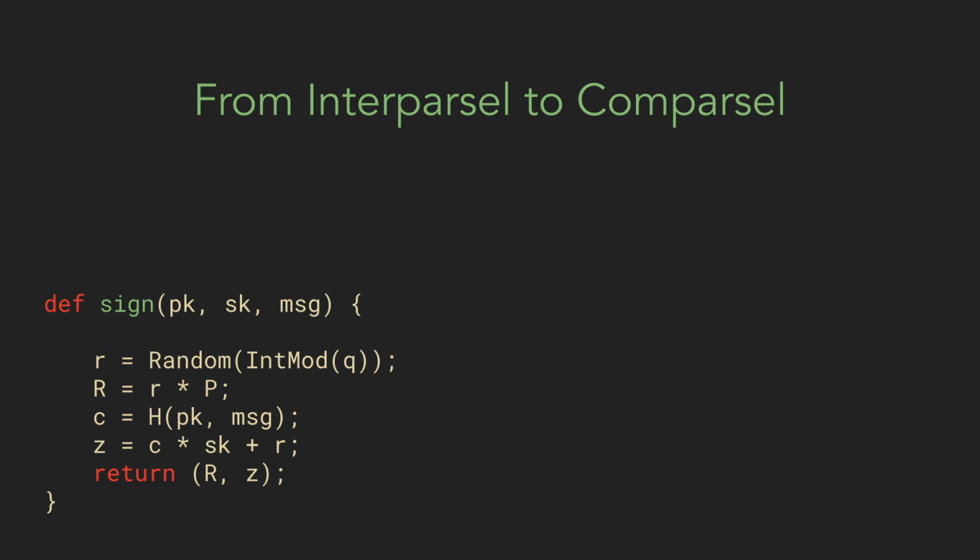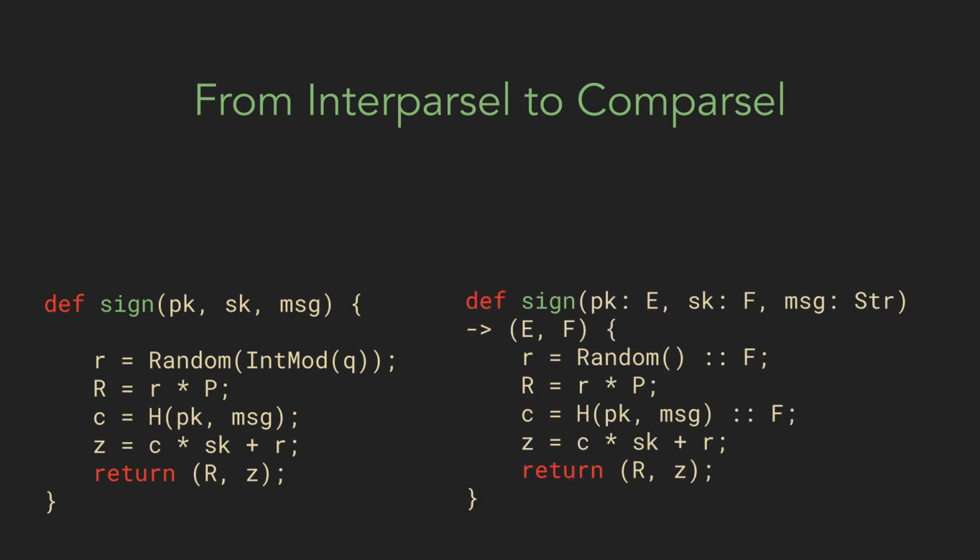On the left is the sign function we just wrote in interparsel. The main difference between this interparsel script and a comparsel program is that in comparsel, we need to specify type information. On the right, we've added type annotations.